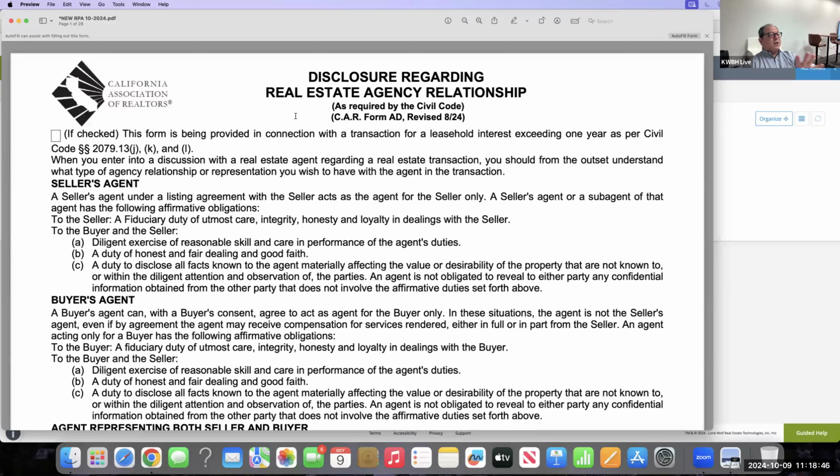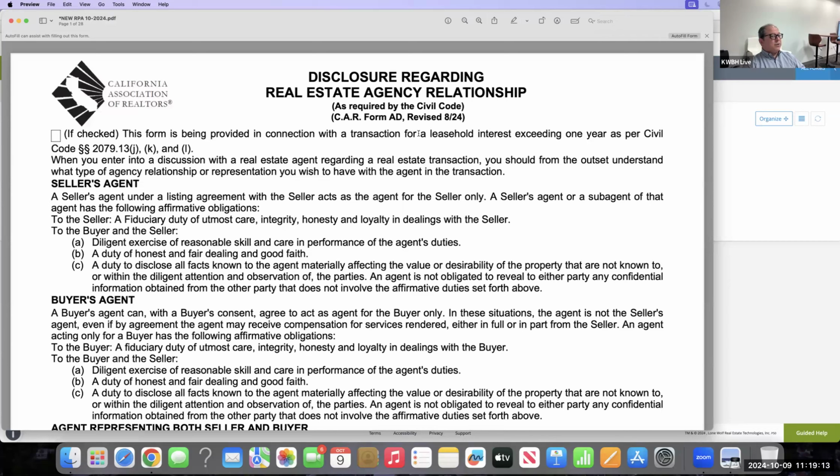All right, so the first document is the agency disclosure. This is gonna be signed when you enter into a relationship with a buyer or seller. So it's also part of the buyer representation agreement. But now we're talking about the purchase agreement. Now this form is also attached to a lease. If you're involved in a lease that's over a year, we'll check this box in the upper left-hand corner.